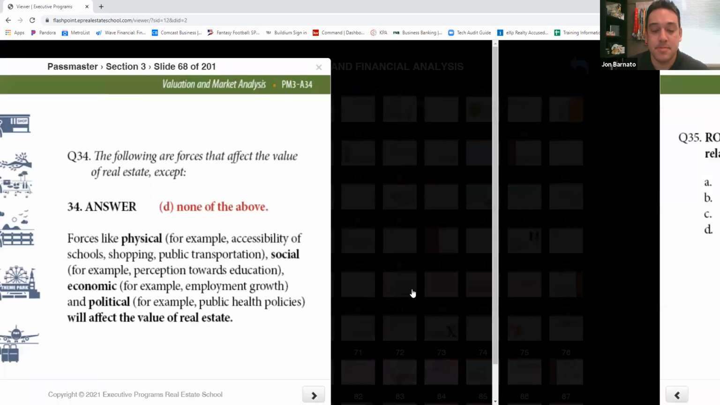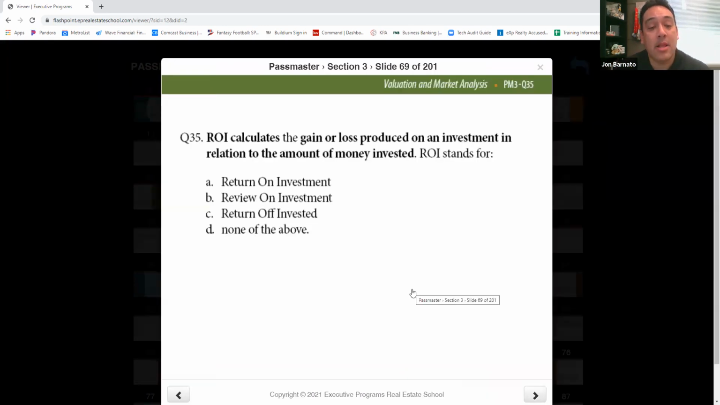ROI calculates the gain or loss produced on an investment in relation to the amount of money invested. ROI stands for? A. Return on investment.